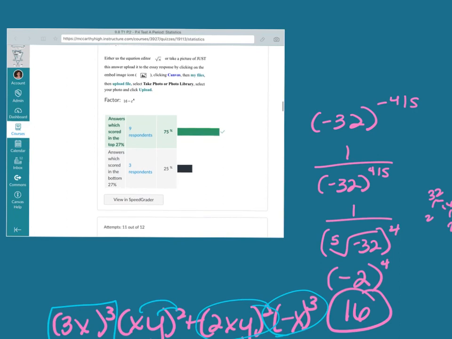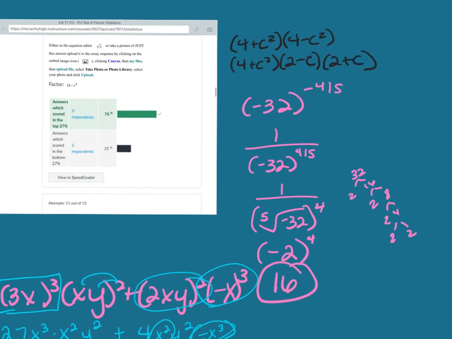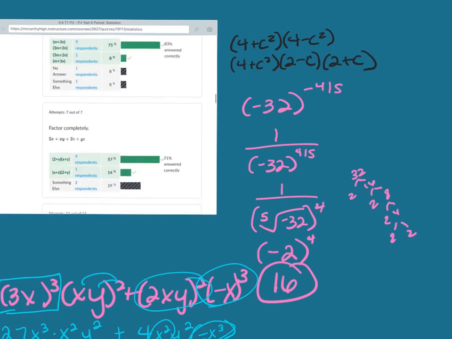This one, when you factor, I think the mistakes made here were pretty much the order. When you factor that, it's 4 plus c squared, 4 minus c squared, and then the 4 plus c squared stays, but this becomes 2 minus c, 2 plus c. So I think the mistakes made on that, if I remember correctly, were just the order. Just be careful there. That one was good.